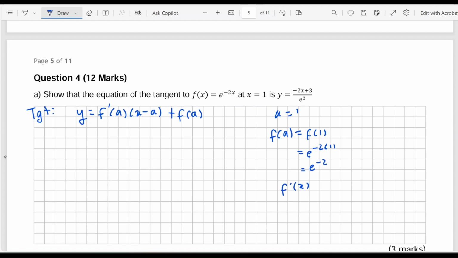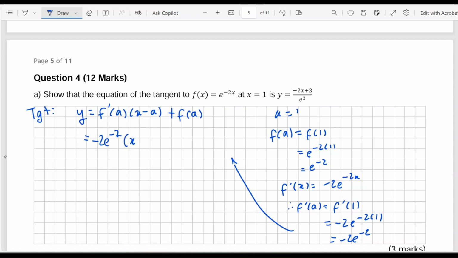The derivative is minus 2 e to the minus 2x, so f dash of A is f dash of 1, which is minus 2 e to the minus 2 lots of 1, which is minus 2 e to the minus 2. Plug all these numbers in, we're going to get minus 2 e to the minus 2 out the front, x take 1 there, and then e to the minus 2 there. We can then pull out a common factor of e to the minus 2, and we'll be left with this stuff.